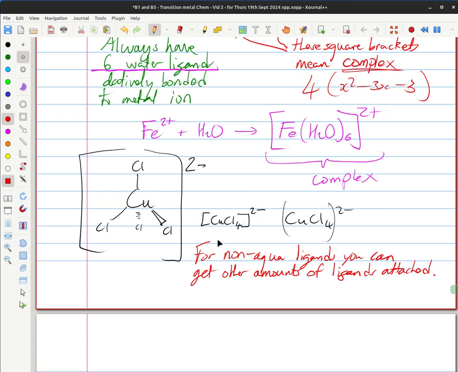So there's a little bit of variation with the non-aqua ligands, but the aqua ones themselves will always have 6. That's a good reference point. That should be the base level of thinking that you have when you talk about complexes.